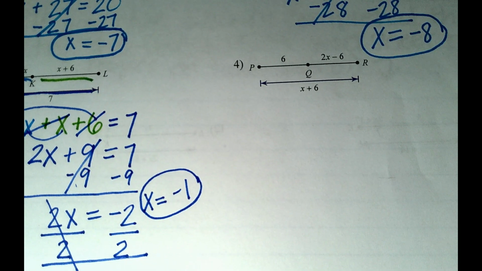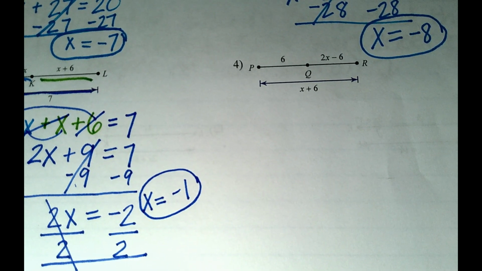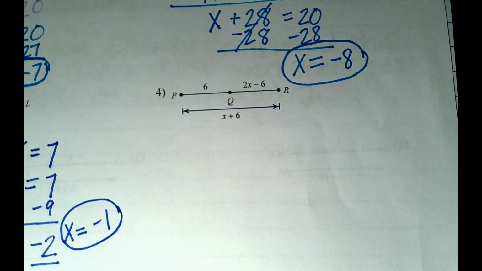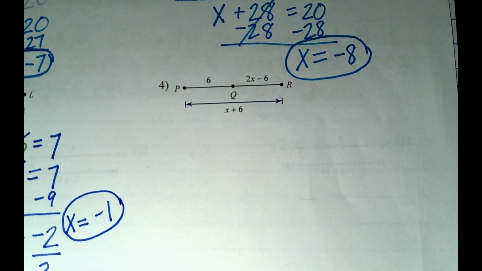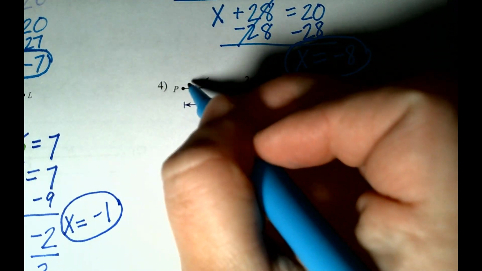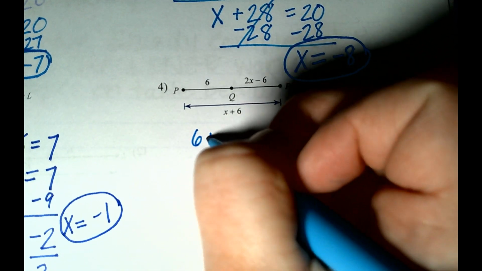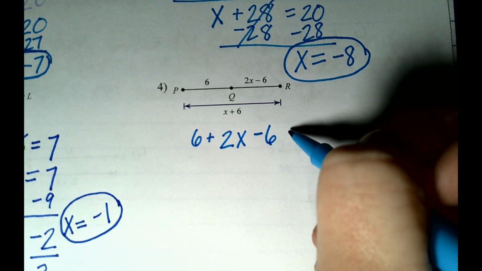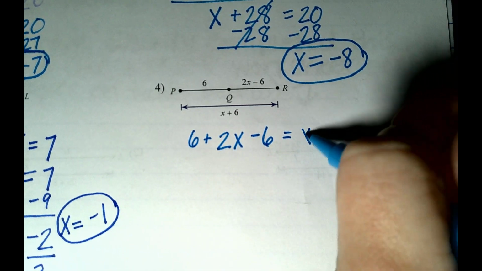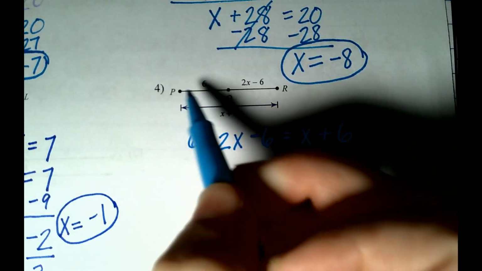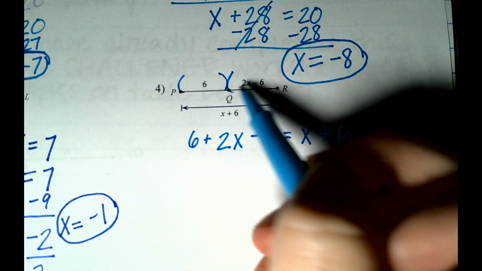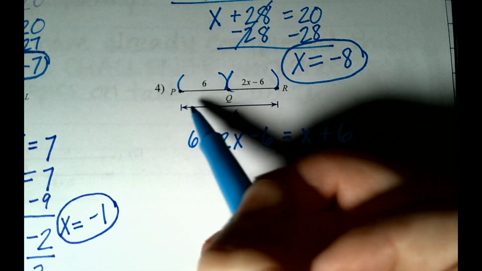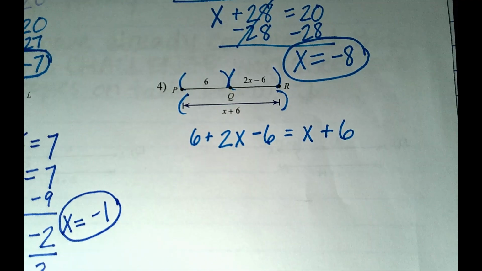Any questions on number 3 or are we ready for 4? All right, let's do 4. How do I set this one up? 6 plus 2x minus 6 equals what? x plus 6. Yes, 6 plus 2x minus 6 equals x plus 6.